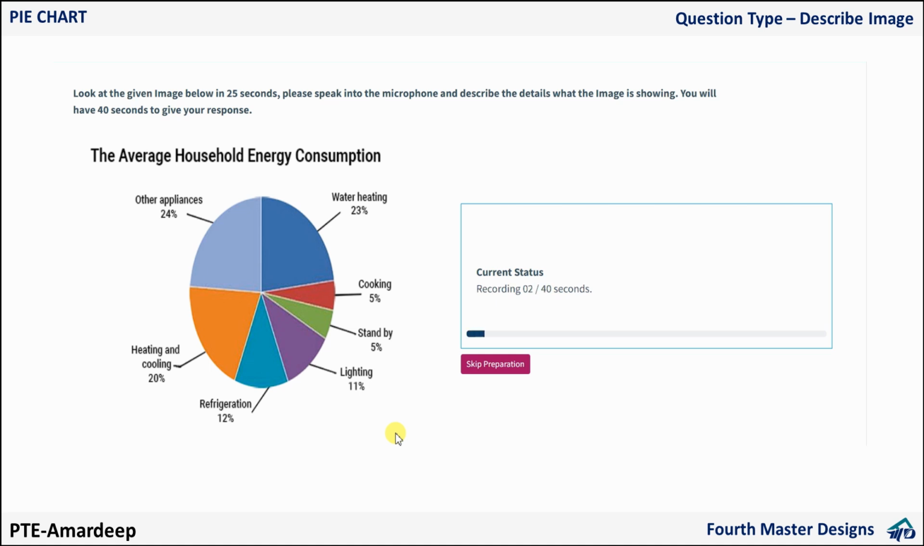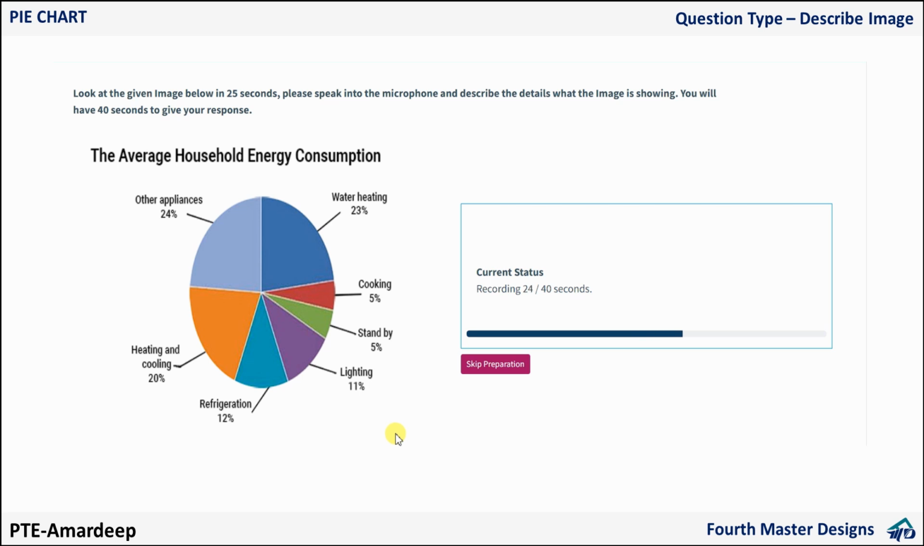The pie chart gives information about the average household energy consumption. There are 6 different categories such as other appliances, heating and cooling, refrigeration, lighting, standby, cooking, and water heating. Looking at the pie chart in more detail, we can see that the percentage of other appliances was the highest, that is 24%, followed by water heating, for which the percentage was 23.